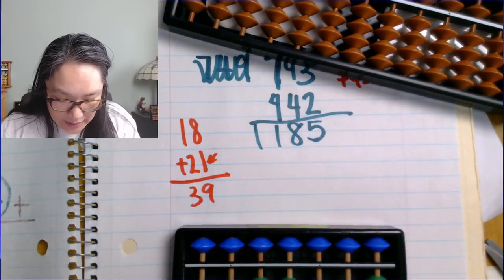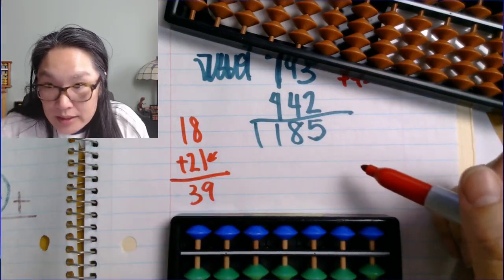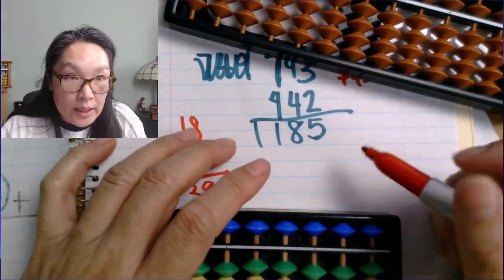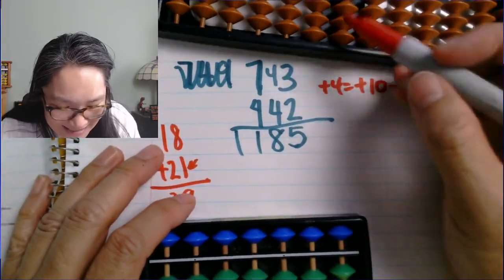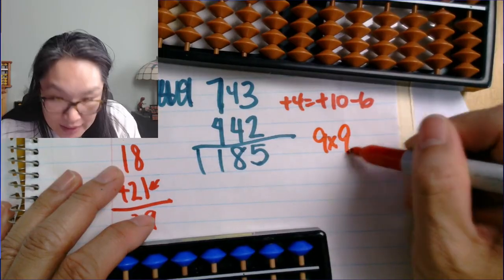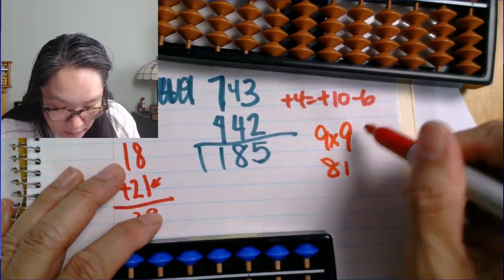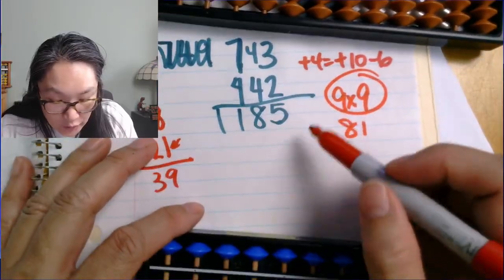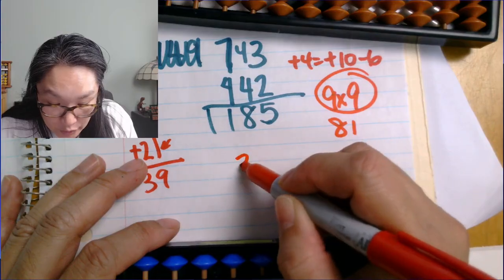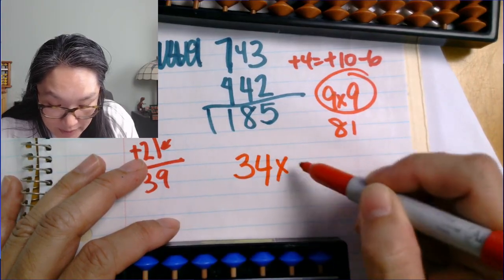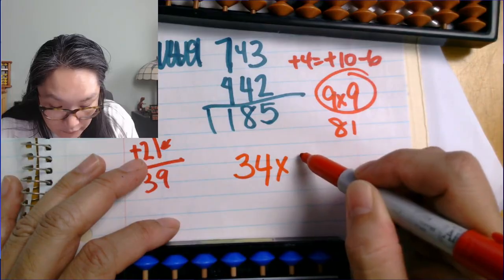The big thing on the abacus is we don't need to memorize our times table up to 12. We don't need to memorize the 12 times table. We just need to know our 9 times table. So we have 9 times 9, and we need to know that this is 81. That's all we need to know. So for our next one, we'll do 34 times 5.